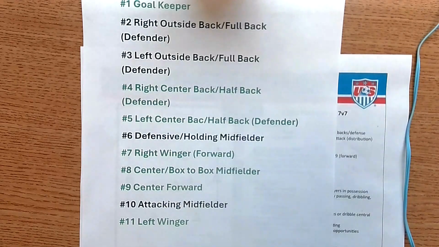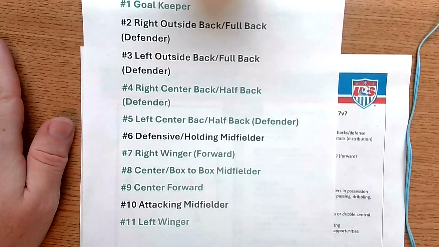Your number 8 is your center midfielder. Some people also refer to this as your box-to-box midfielder because they play all the way from one goalie box to the next. Your number 9 is your center forward. Your number 10 is your attacking midfielder, and your number 11 is your left winger.